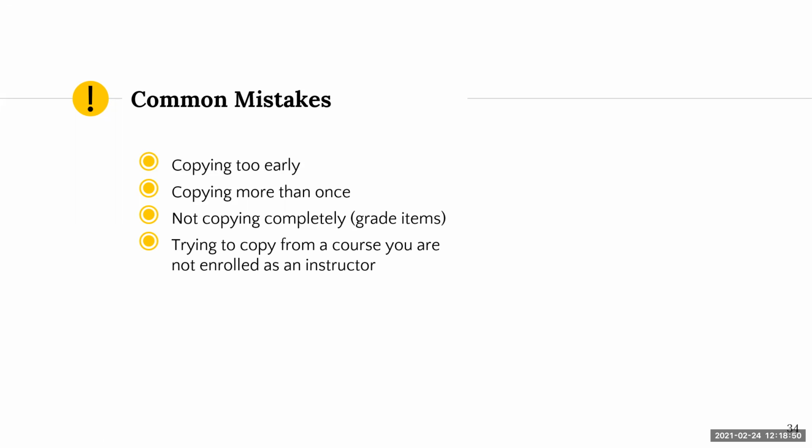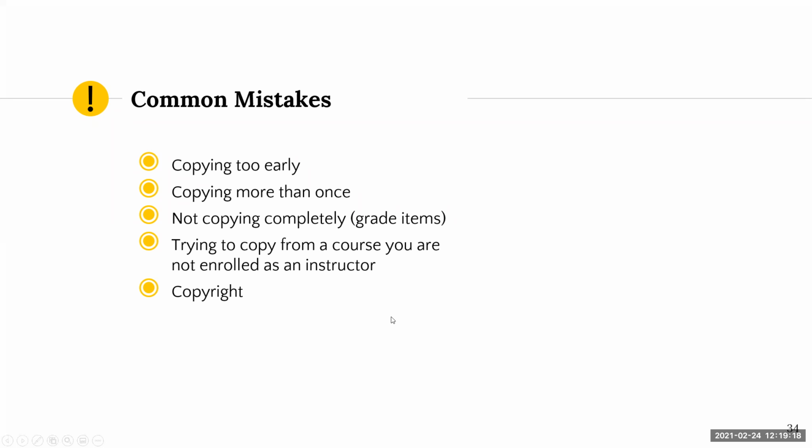Trying to copy from a course that you're not enrolled as an instructor. So you may be able to see some courses, but you are not enrolled as an instructor. So check the course that you want to copy from before you attempt to copy courses, and you check that on the class list, and it will show you your status in that course.